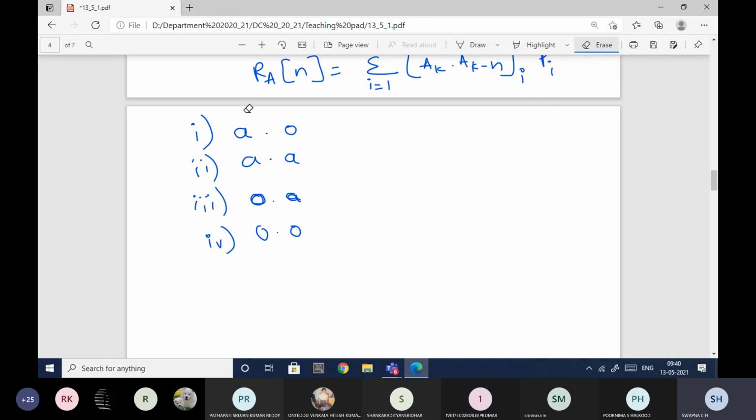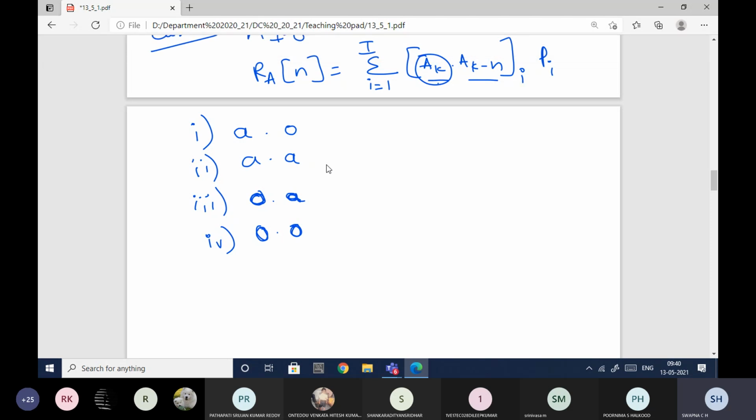Same way this also. See, here again it is AK and AK minus n. First I'm fixing AK value to A. So if this is A, the other one, AK minus n, can be either 0 or A. So there I've got two combinations. In the same way, if I fix AK to 0, my second one can be either A or 0. So how many products I've got here? Total number of products I've got here. Will you get any other combinations apart from this? No, ma'am. So you will get only 4 combinations here. So my i value here will be equal to 4.